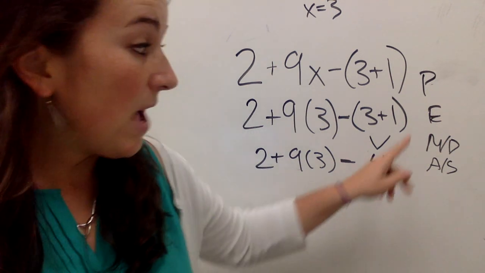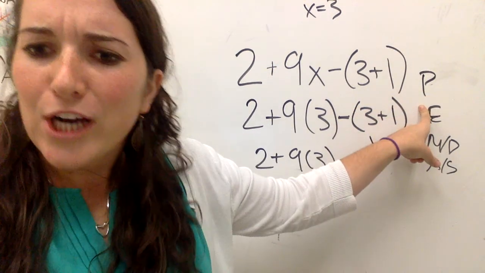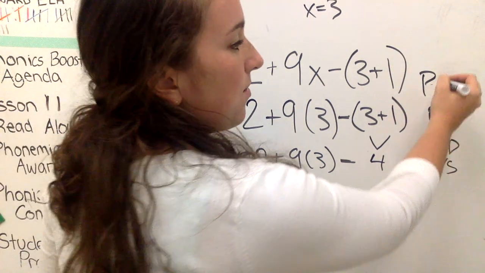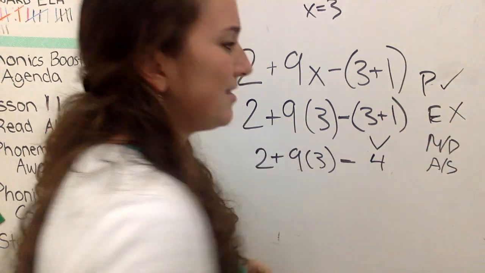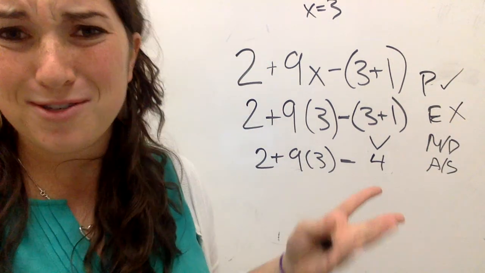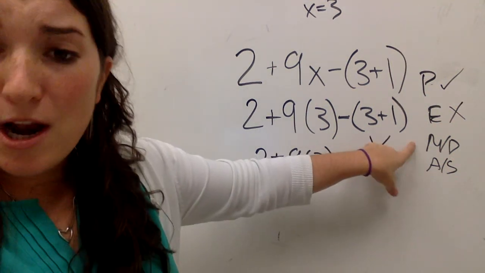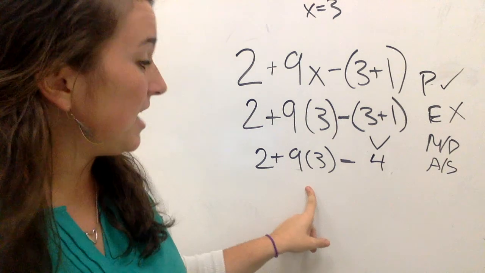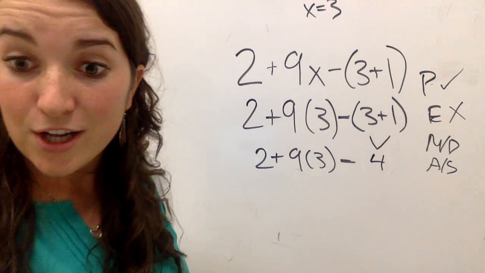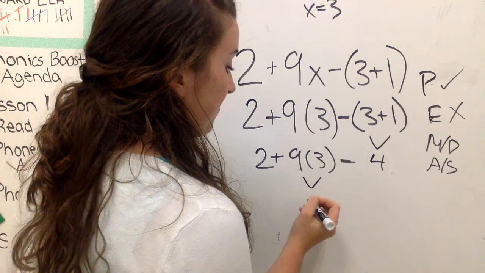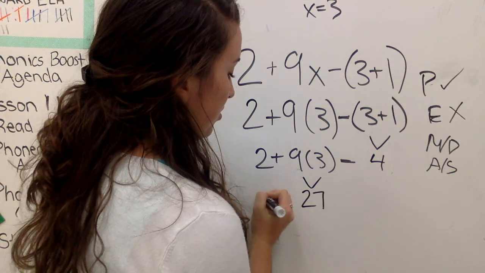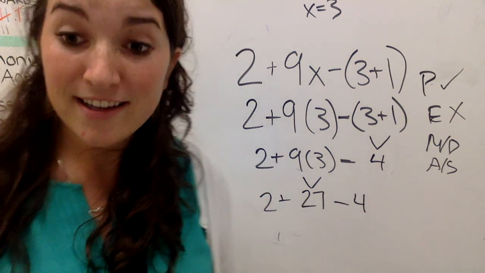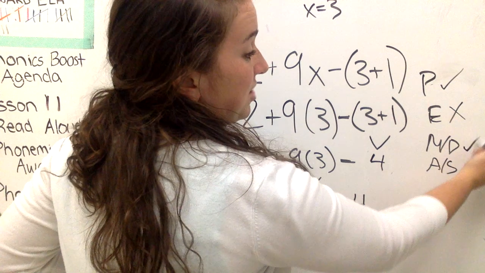Okay, so now I look and I say, okay, my next step says exponents. I don't see any exponents. So I'm going to put a check next to parentheses, put an X next to exponents because we don't have to do them. Then I'll go to multiplication and division. I see one example of multiplication right here. This is the only one, so I'm going to solve this one and then rewrite it. So it'll be 2 plus 27 minus 4. Now we're done with multiplication and division.